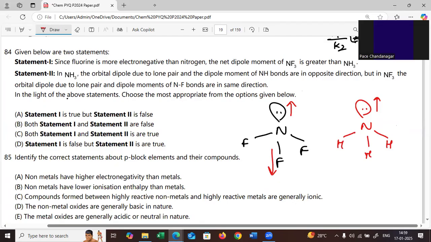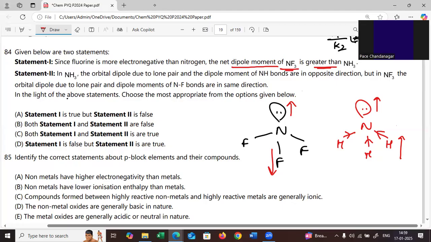Whereas in the second option, hydrogen is giving away electrons, so you can see the movement in the upward direction in the second case. In the first case, you have upward movement and downward movement, because fluorine is more electronegative than nitrogen. The fluorine will be pulling the nitrogen downward. So here, as you can see, the net is almost zero, almost nil as compared to option B. Since fluorine is more electronegative than nitrogen, the net dipole moment of NF3 is greater than NH3.